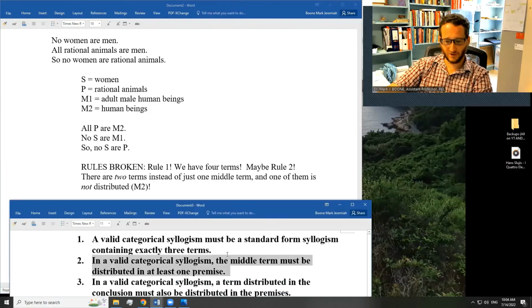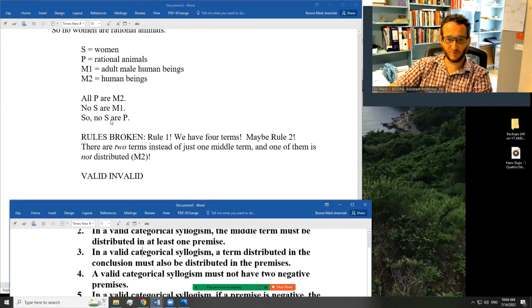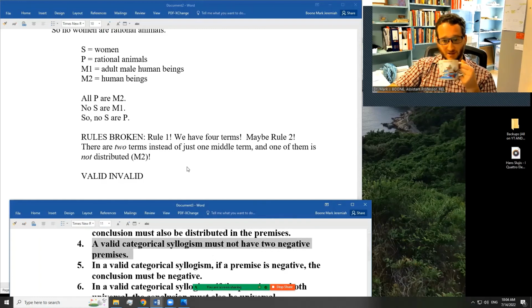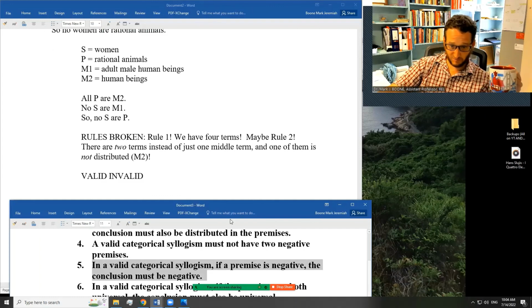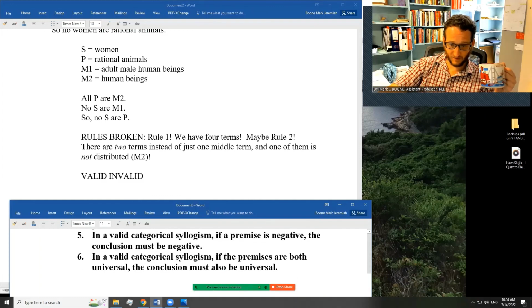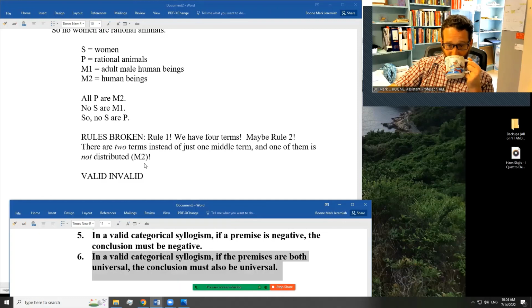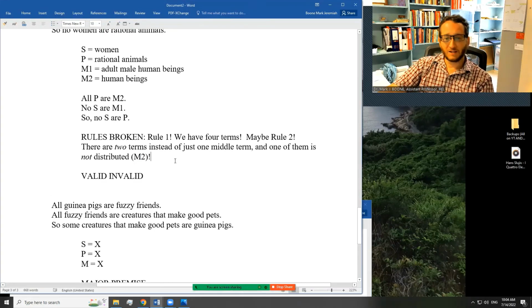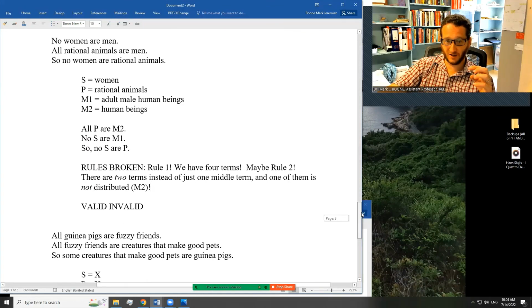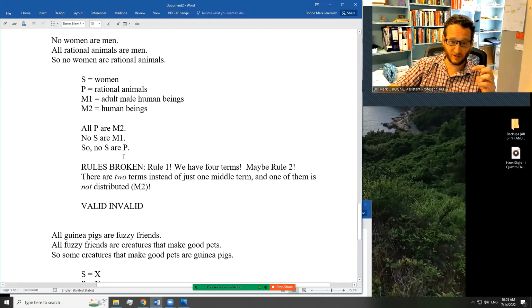What about our rule 3? A term distributed in the conclusion must be distributed in the premises. No problem there. Rule 4, two negative premises. We must not have two negative premises, no problem. If the premise is negative, the conclusion must be negative, no problem. If the premises are both universal, the conclusion must also be universal. No problem. So you could construe this argument as being so ridiculous that it has two fallacies and not just the one equivocation fallacy. It's certainly invalid. So there you go.